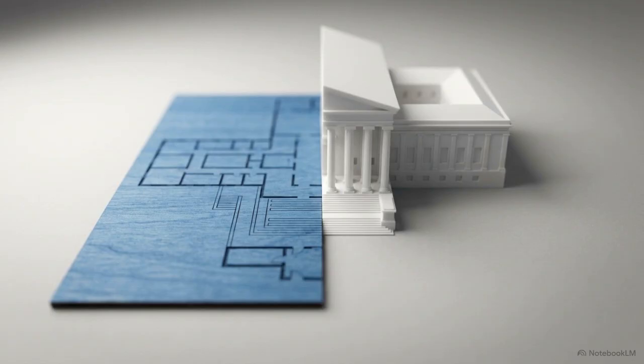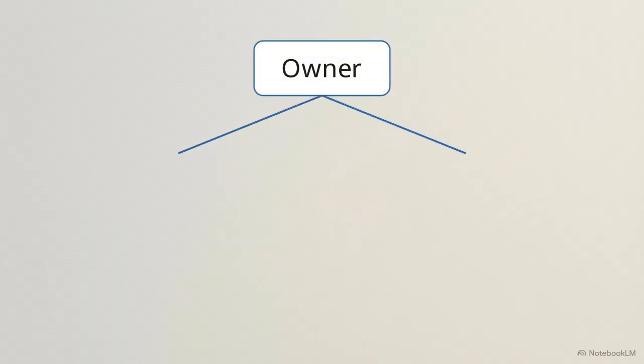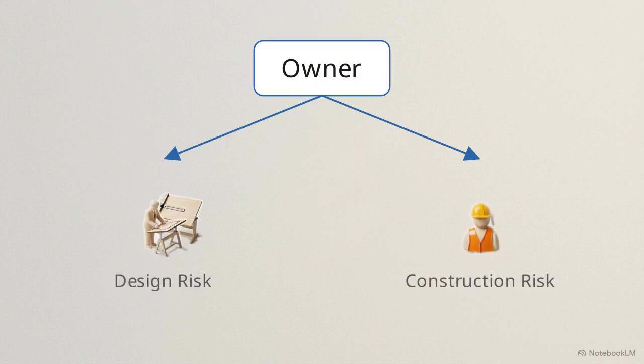For decades, the default method has been design-bid-build, commonly known as DBB. It remains the standard for most public sector work today. This flowchart illustrates the DBB contract structure. The owner holds 2 entirely separate contracts. One goes to the architect or engineer, who holds the design risk, and the other goes to the general contractor, who holds all the construction risk.